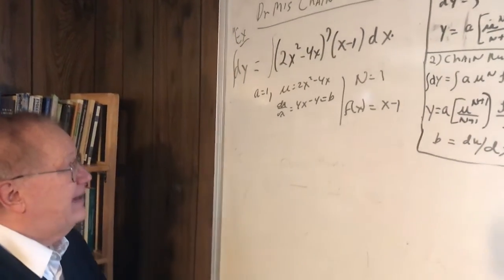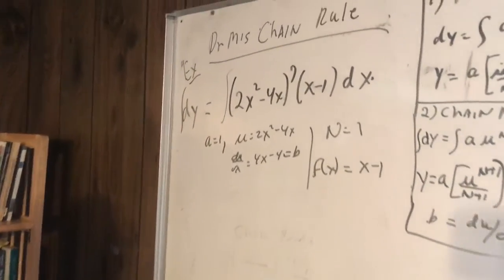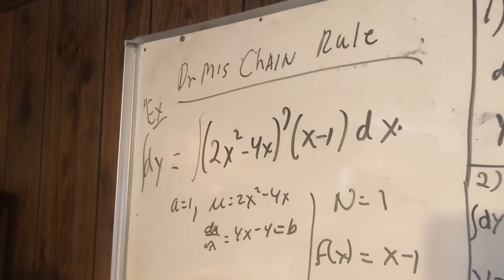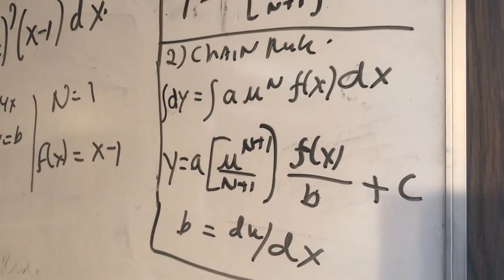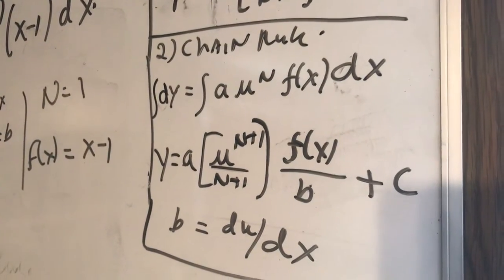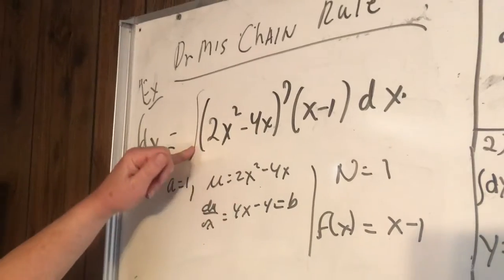Okay, hi, we're back. I'm going to do another example of Dr. M's chain rule. And here's the chain rule over here. This is what we're given. So we're given dy, the integral of dy, is a, and in this case, a is 1.